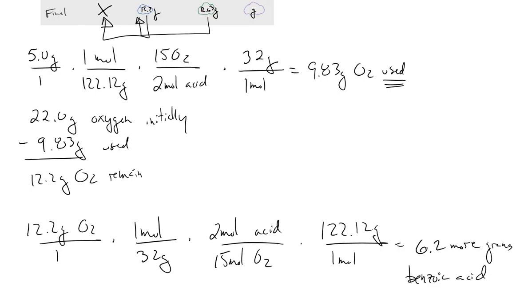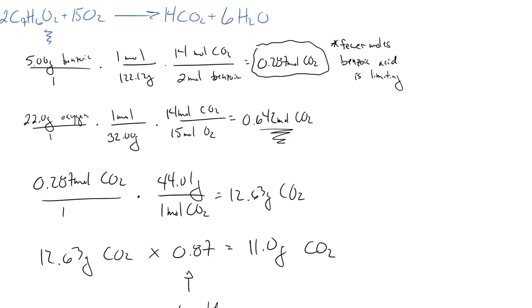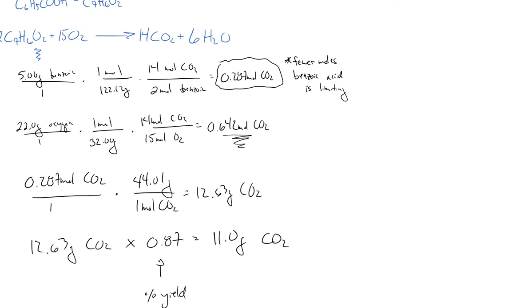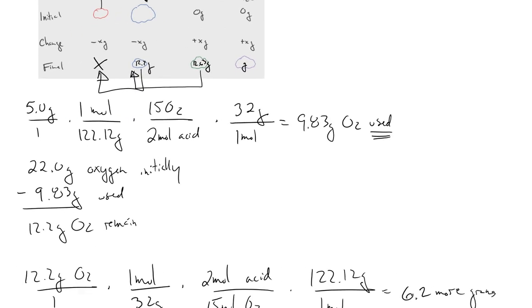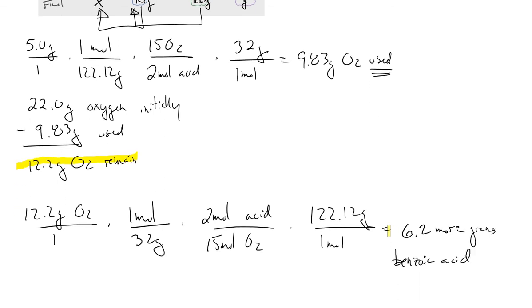Let's review the 4 parts of the problem here. Starting from the beginning, we did a little bit of limiting reactant stoichiometry to determine that 12.63 grams of CO2 would be produced. With a percent yield of 87%, we realized that only 11.0 grams of CO2 would be produced. We next determined how much oxygen was used and did some subtraction to figure out how much oxygen would remain. And then lastly, did a little bit more stoichiometry to figure out how much more of the excess reactant, or more benzoic acid, would be needed to fully react the excess reagent.